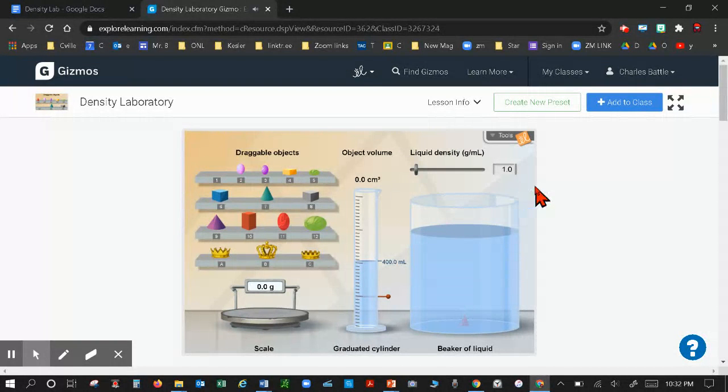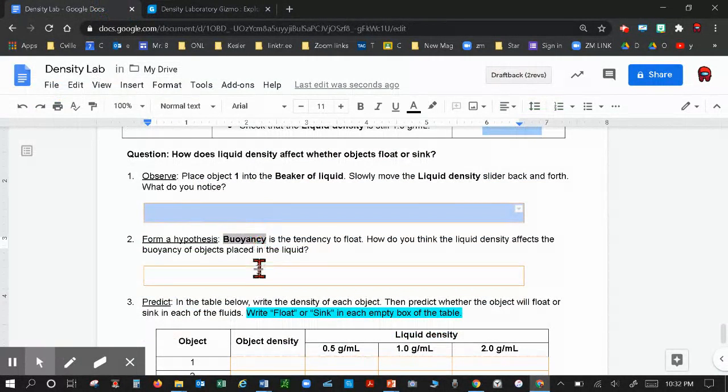And you'll play around with this slider. Move it to the left, move it to the right. What do you notice about when the liquid becomes less dense versus more dense? What happens to the objects? Do they sink or do they float? You can kind of see what's going on here when I make it more dense. More dense is kind of being more thick, kind of like honey or molasses, something that's really thick. And so what happens to the actual objects when you notice that?